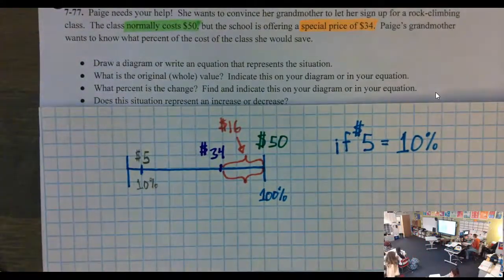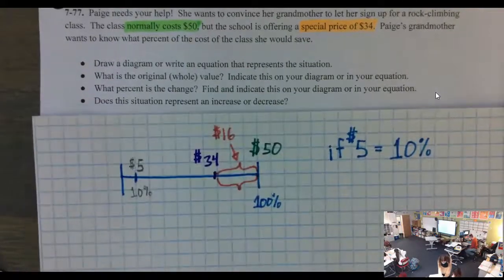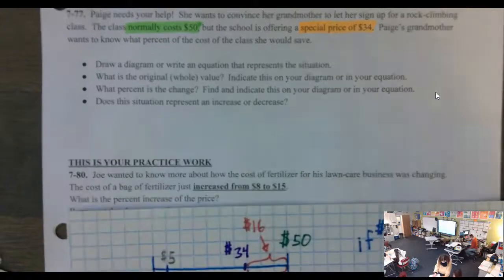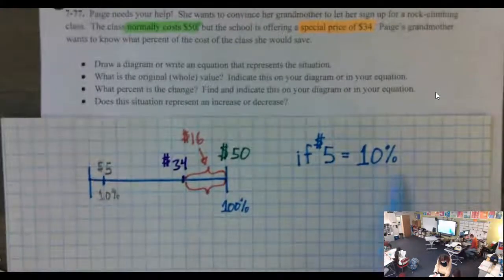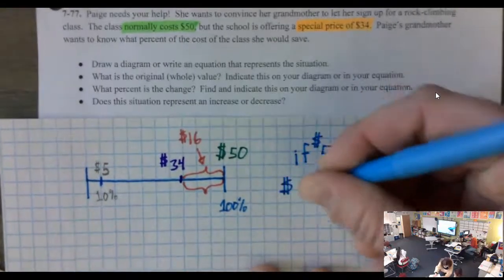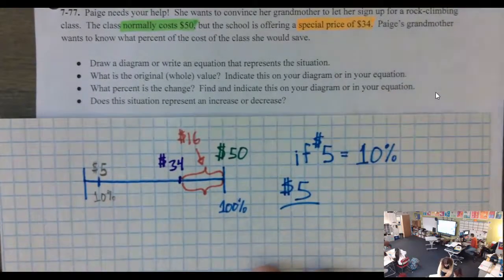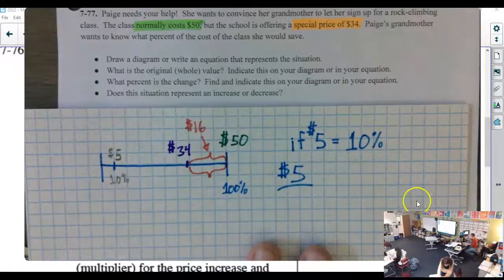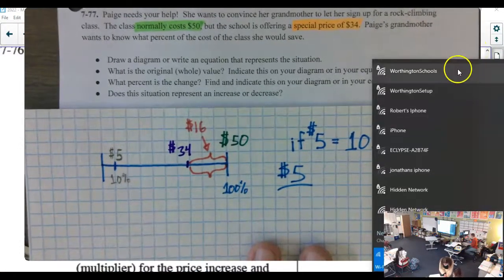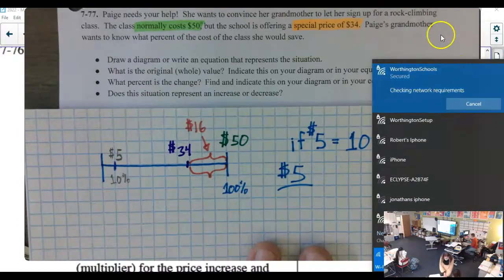If $5 is 10%. Actually, dudes, I might have to pull back. Am I telling you that was incorrect? So I'm thinking of the next problem. If $5 is 10%, and I'm way off my game today because we lost the internet. Actually, let's check on that. Let's see what happens.